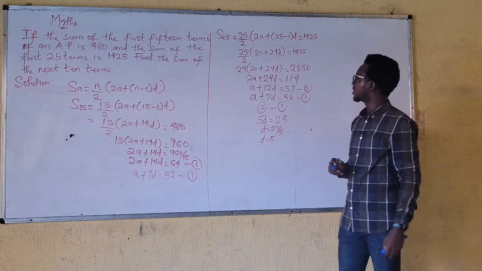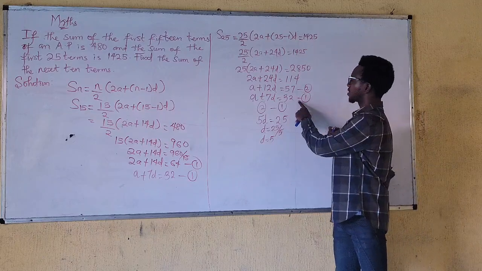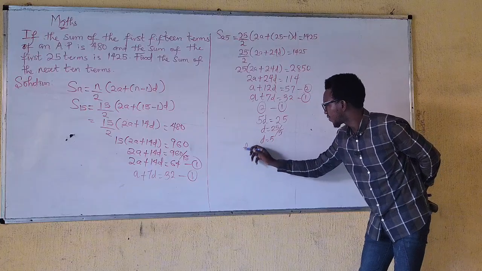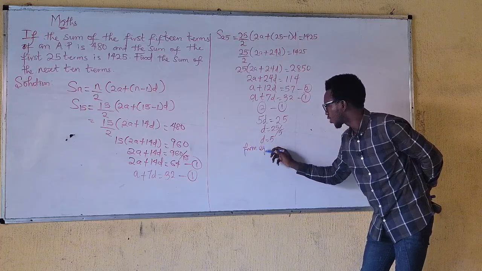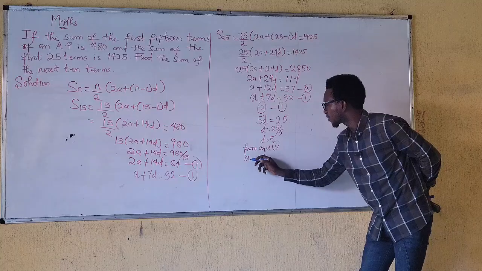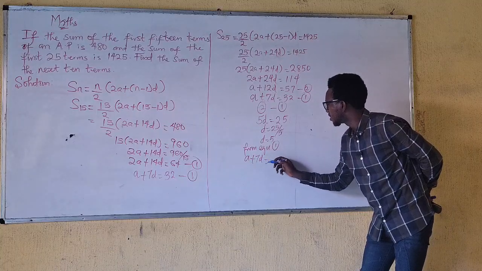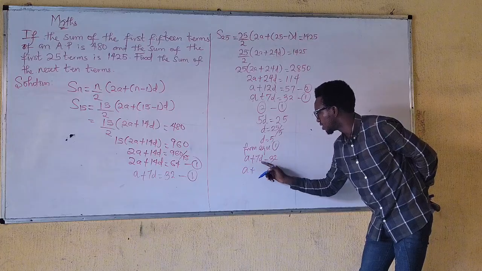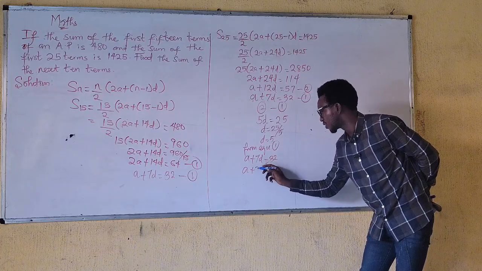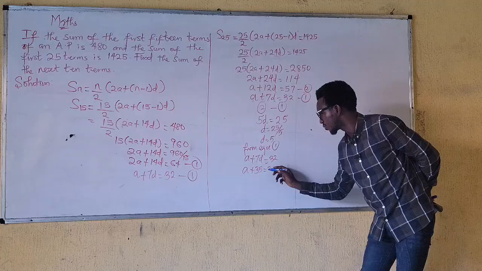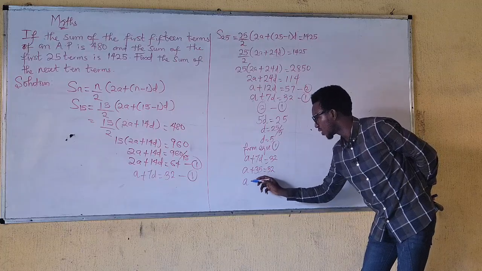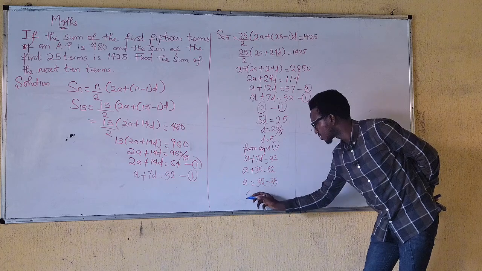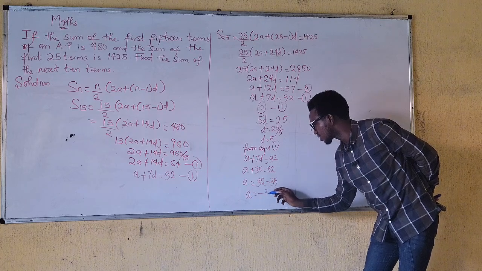So since we have gotten d, can we substitute the value of d into equation 1? From equation 1, we have a plus 7d is equal to 32. So since d is 5 now, 7 times 5 is going to give us 35. So a equals 32 minus 35. So our a equals minus 3.